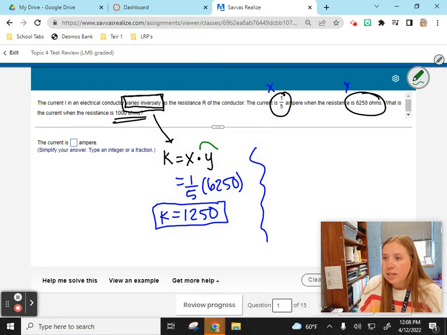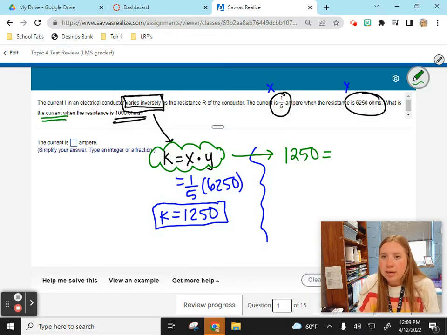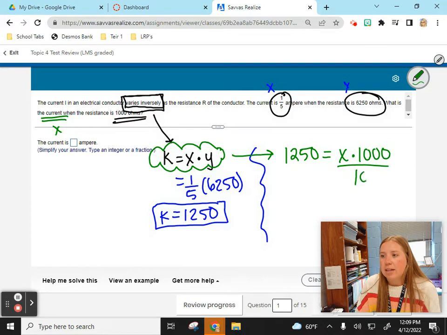Now I can use this equation right here to help me solve for the next part of my problem. So we've rewritten this equation in a couple different ways, but I'm just going to leave it as is. So I know that k is 1,250, and then I don't know what the current is, so I'm going to leave that as x. And I know my resistance is 1,000. So now I'm just plugging in my other data point with k to solve for x. And I'm just going to divide by 1,000 here.